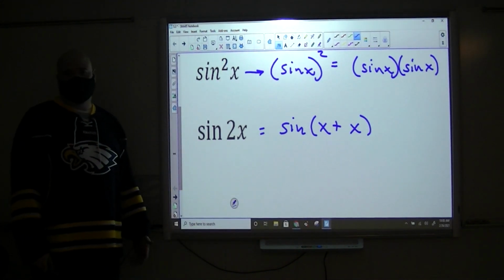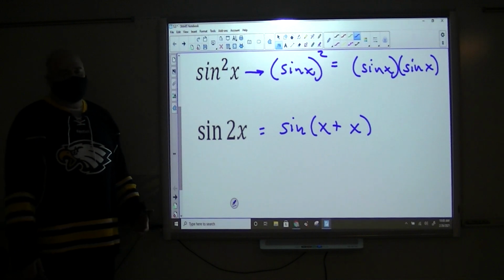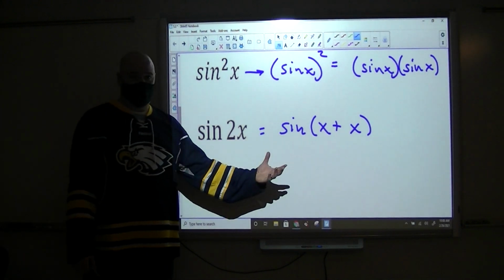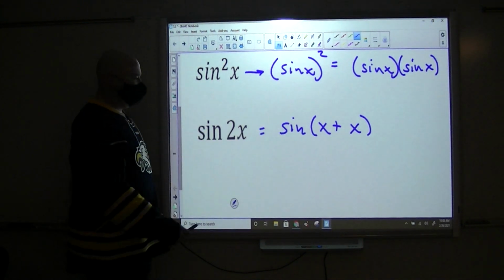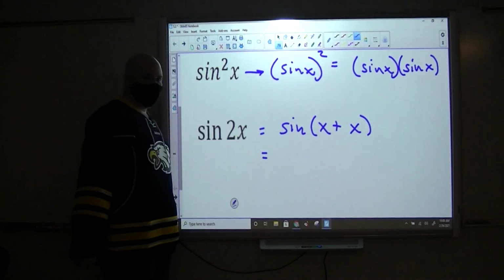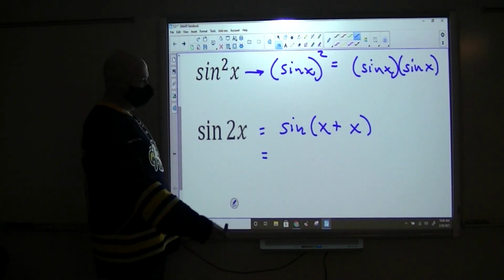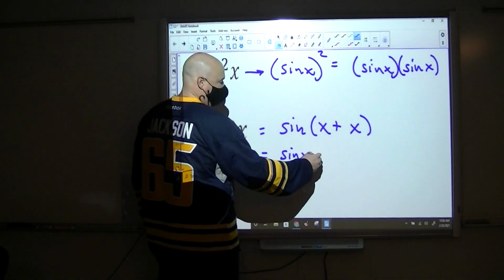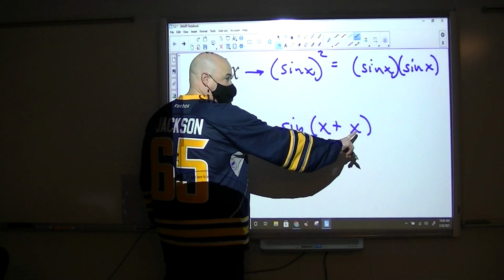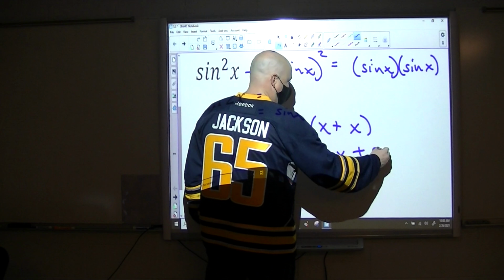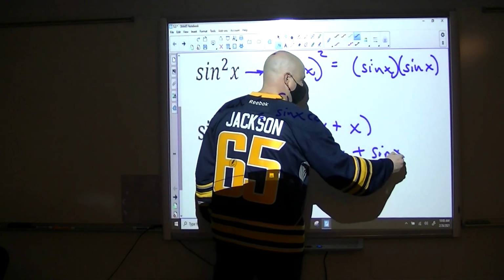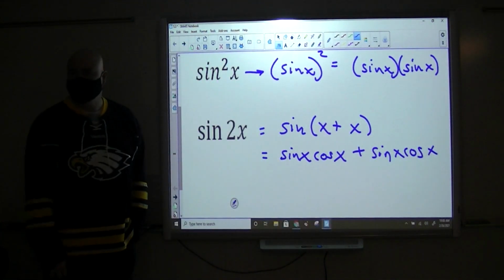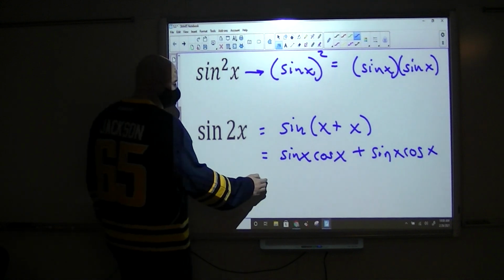Ethan was asking, what is a double angle? A double angle is really a shortcut for an expansion of a sum formula using sine. So if we used what we learned yesterday with the sum formulas for sine and expanded this, we would get sine x cosine x plus sine x cosine x, and those are similar terms. So we have 2 of those.